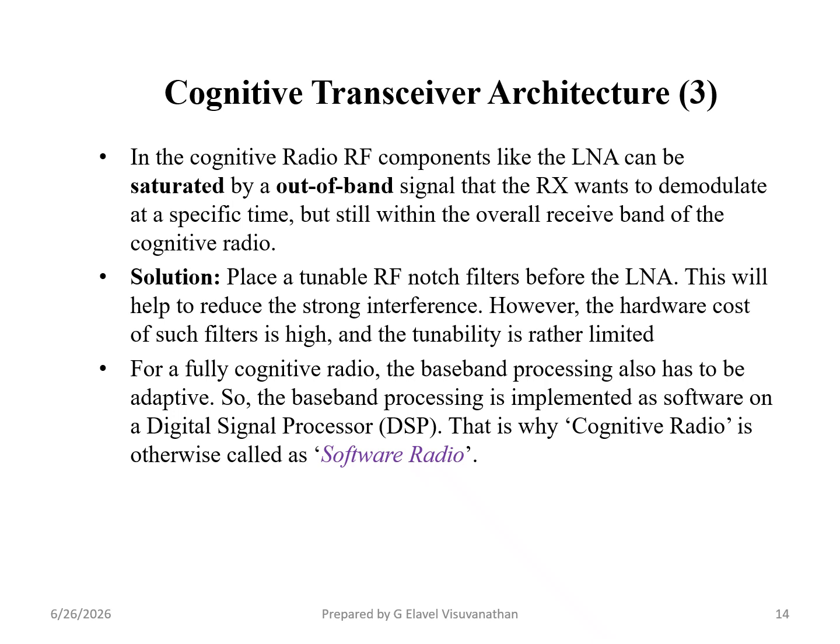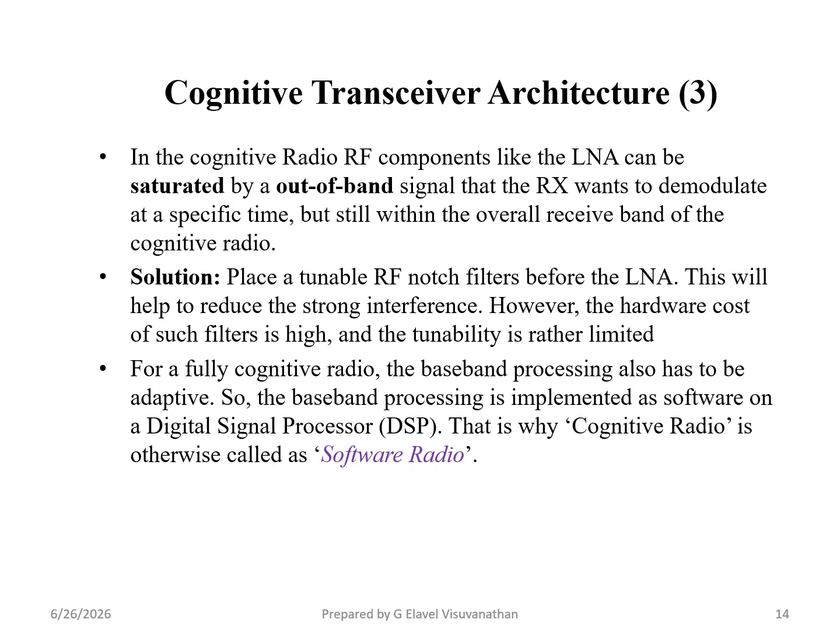According to that, here we go for a solution: a tunable radio frequency notch filter before the LNA. This will help to reduce the strong interference. However, the hardware cost of such a filter is high and the tunability is limited. So to solve the problem, we place an RF notch filter before the low noise amplifier so that it reduces the strong interference. However, if you implement this filter in front of the low noise amplifier, the hardware cost will be high and the tunability will be limited.